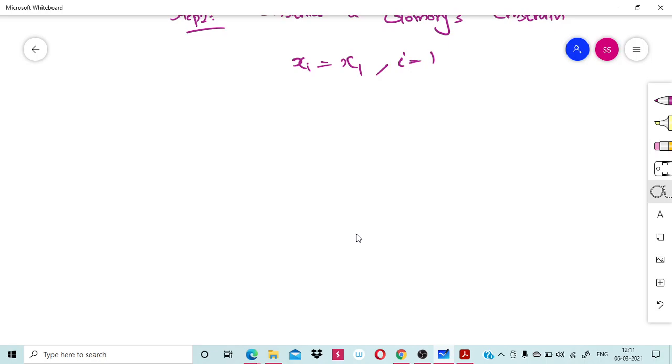We have the equation x_i equals b_i bar minus sigma j varies from 1 to n a_ij bar y_j. That means I am introducing a new variable y_j.